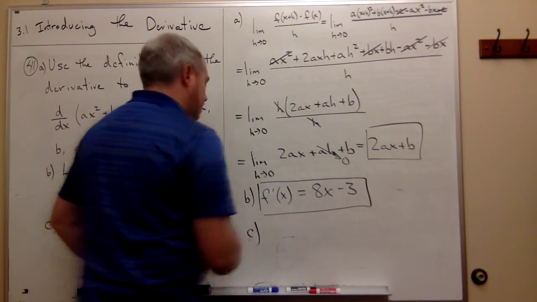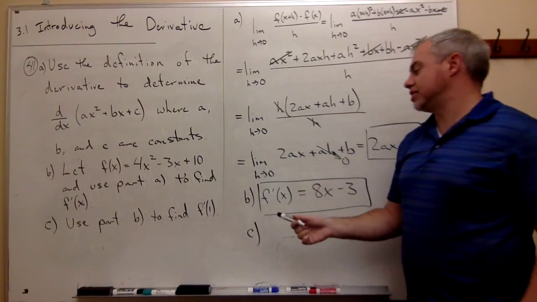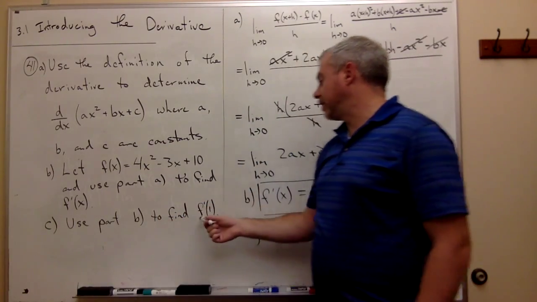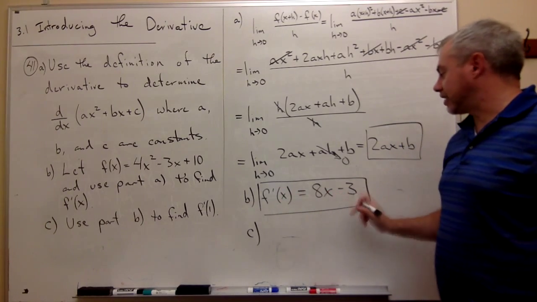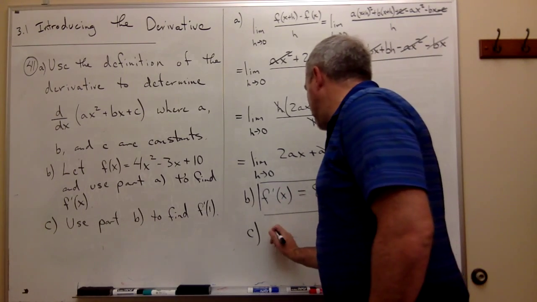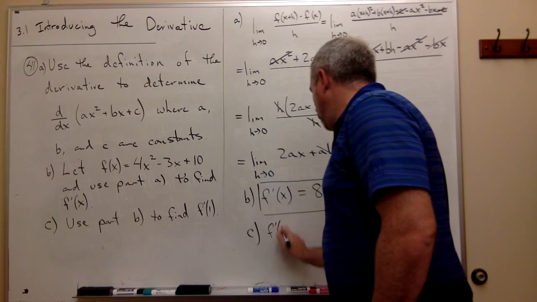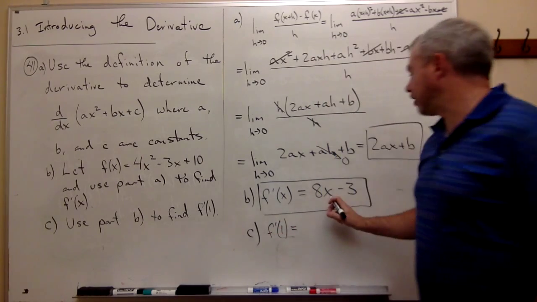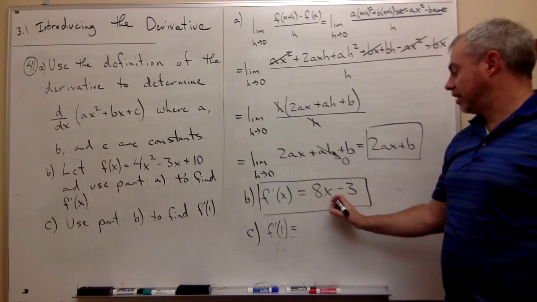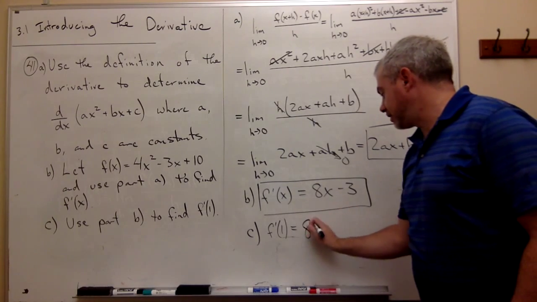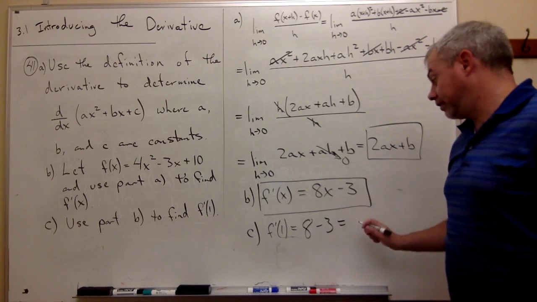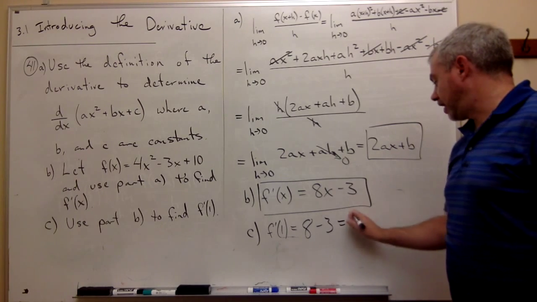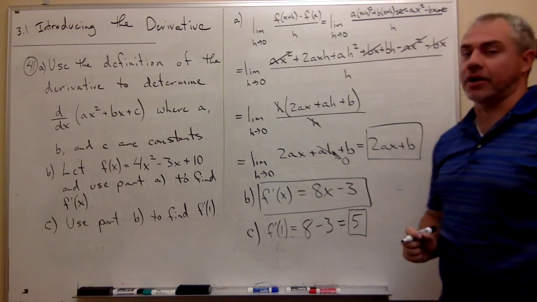And then in part C, we're asked to use part B to find f prime of 1. Well, f prime of x is 8x minus 3. So f prime of 1, I just plug in 1 for x and I get my answer. If I plug in 1, I get 8 times 1 minus 3, which is 5. And so f prime of 1 is 5.